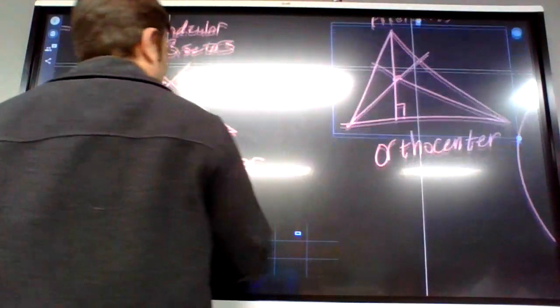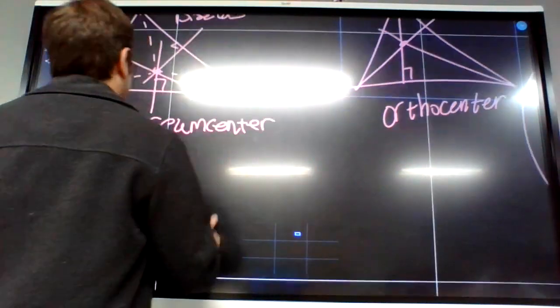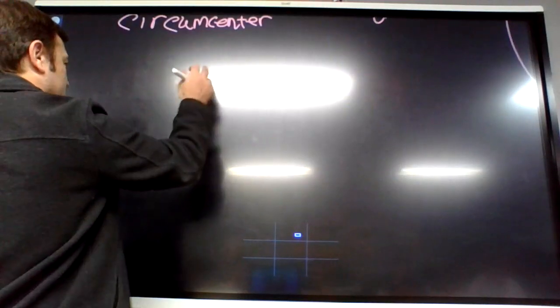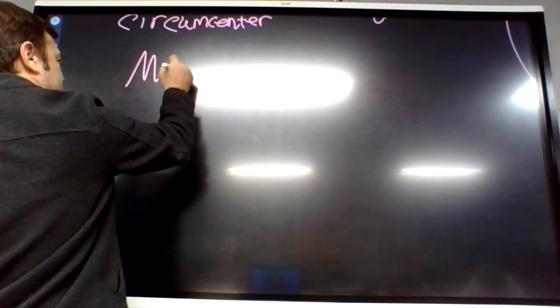Okay, today we're adding two more, and these are like the last two for this kind of triangle line stuff. Let's see, what was the first one? Medians, I guess. Came first.